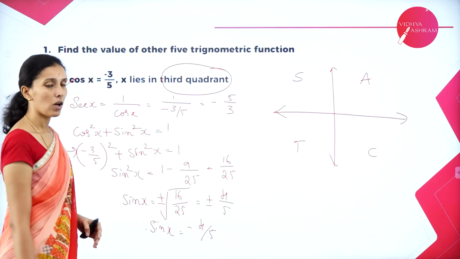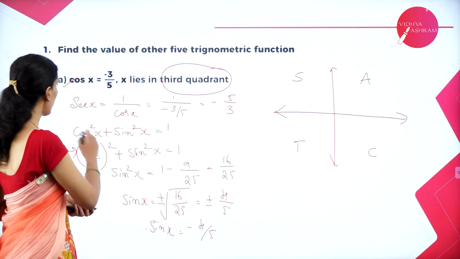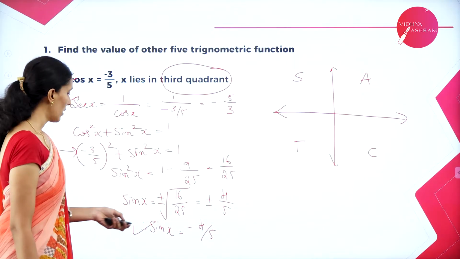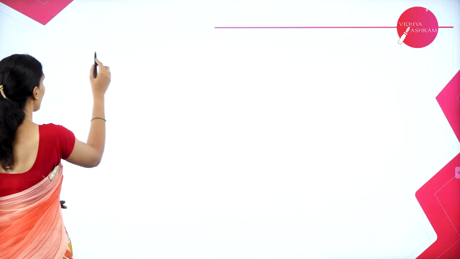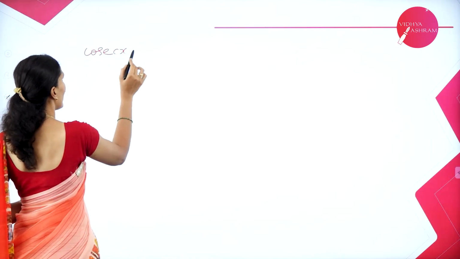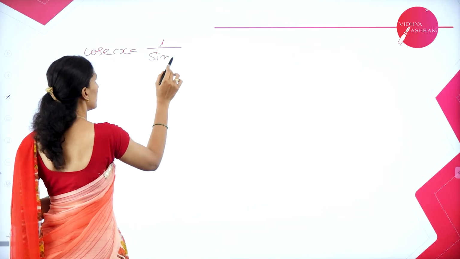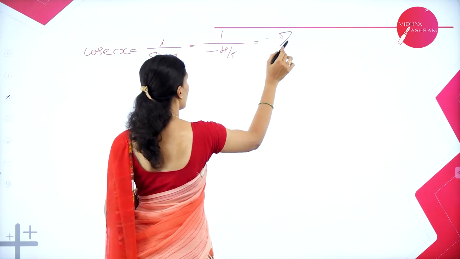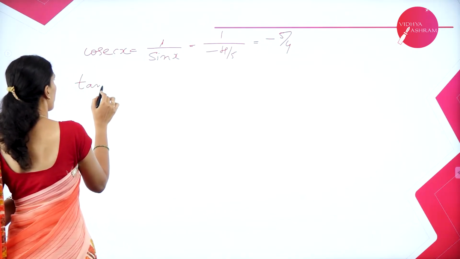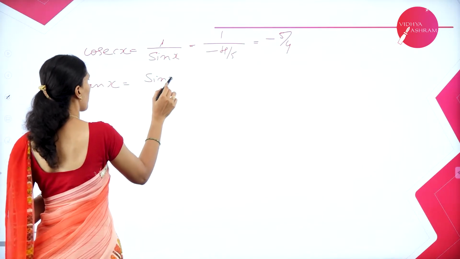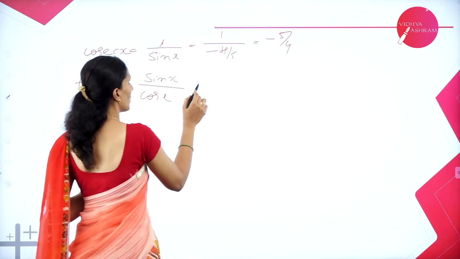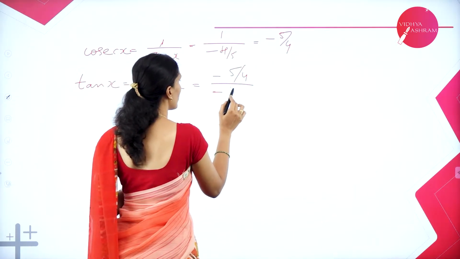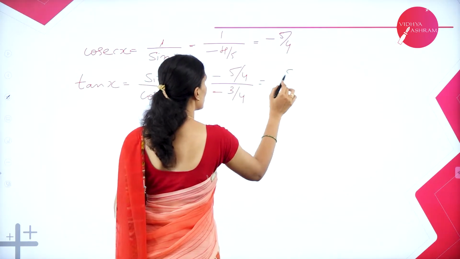Now, I can write all the other trigonometric functions. I have done with secant, I have done with sine, cos we already have. Now, once sine is given, I can write cosecant. Cosecant x is 1 by sine x. So that is 1 by minus 4 by 5, which is equal to minus 5 by 4. Tan is sine by cos. So tan is minus 4 by 5 divided by minus 3 by 5.